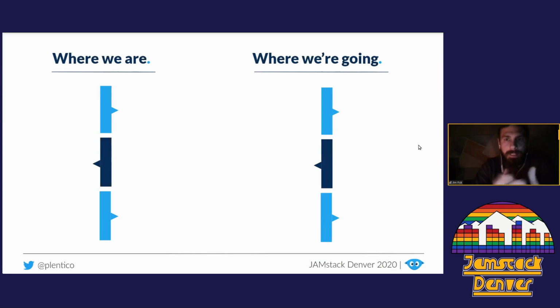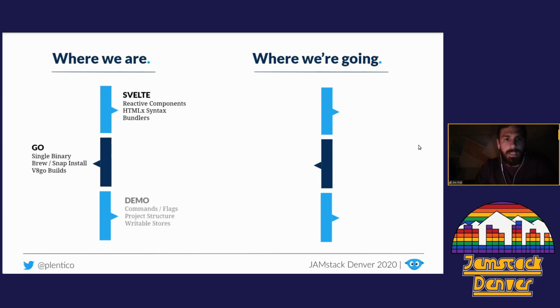So I'm going to basically divide this into a couple different tracks here and hopefully do a little demo in between. This is starting with where we are. So what is Plenti today? We're going to talk a little bit about how Svelte is integrated with it. We'll talk a little bit about what Go is doing in the project. Do a quick demo there just to show some different things off, depending on time.